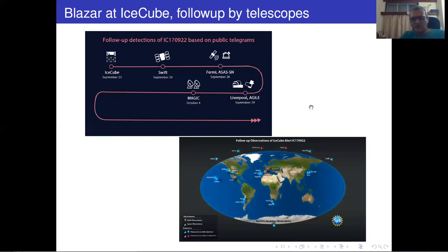So once many detectors of neutrinos are online, of course, the numbers that you're going to observe will increase.